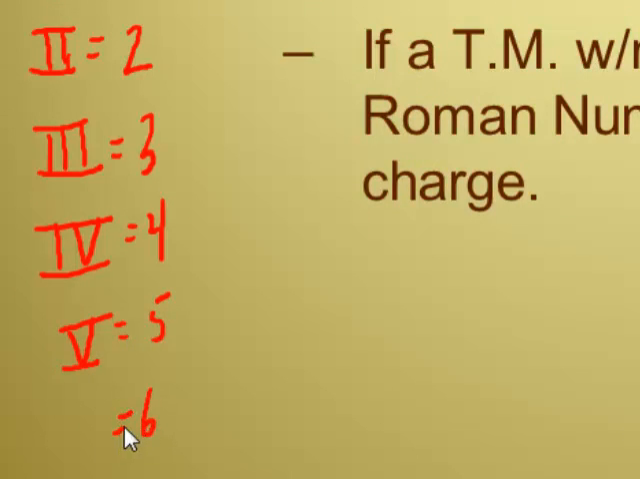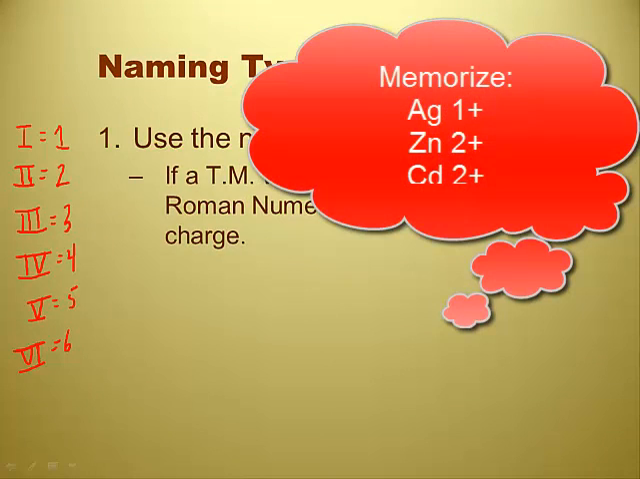Now, there are exceptions to the Roman numerals. Some of the transition metals don't need Roman numerals because there's only one choice: zinc, silver, and cadmium. Zinc is always 2 positive, there are no other options. Silver is always 1 positive. And cadmium is always 2 positive also. Those 3 do not need Roman numerals ever.